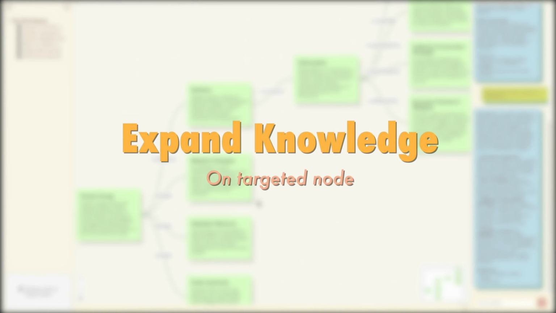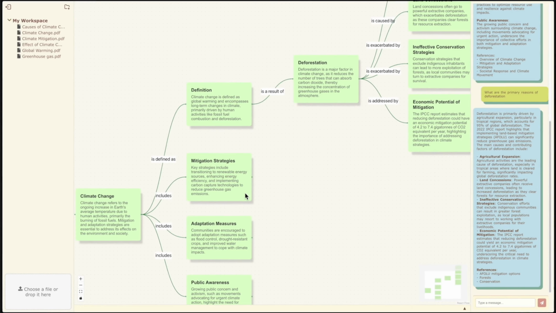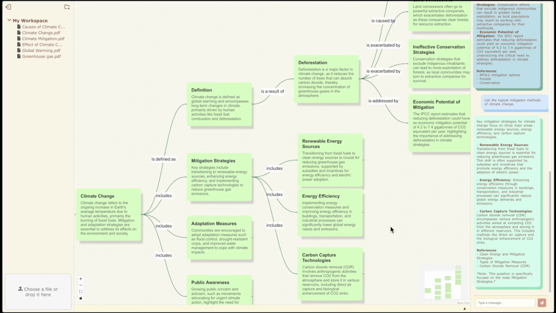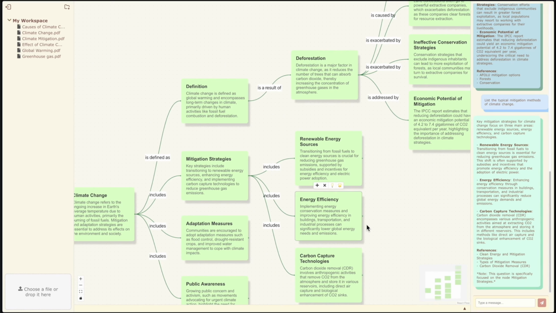For a different area of interest, Robert wants to explore mitigation approaches to climate change. He clicks directly on the Mitigation Strategies node and uses its expansion input field to type, "List the typical mitigation methods of climate change." New child nodes immediately appear, showing various mitigation approaches like renewable energy and carbon capture.